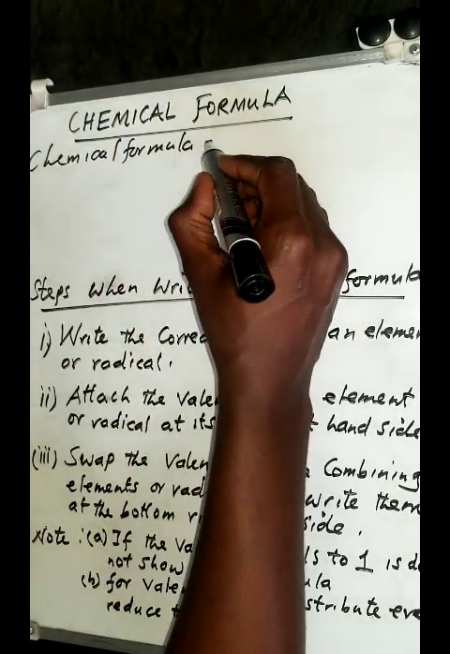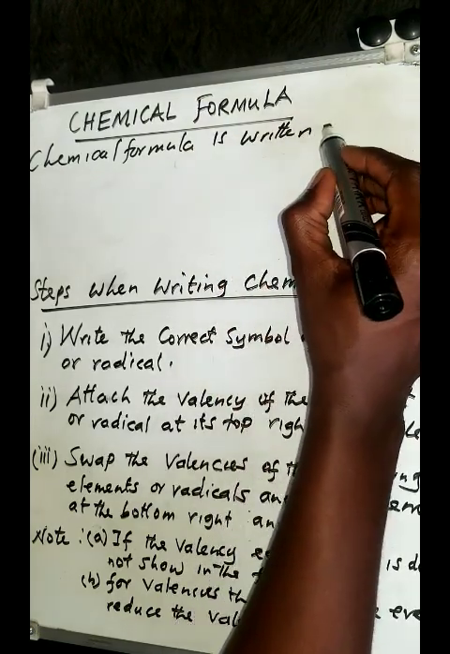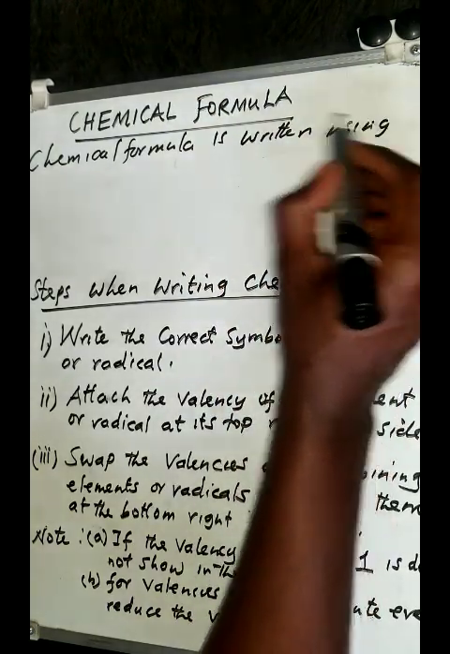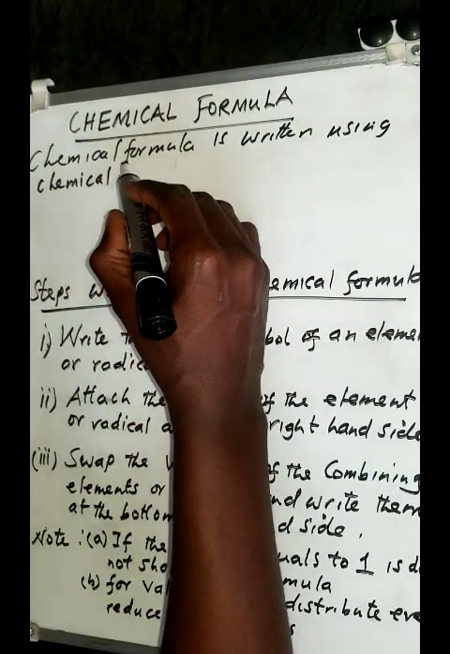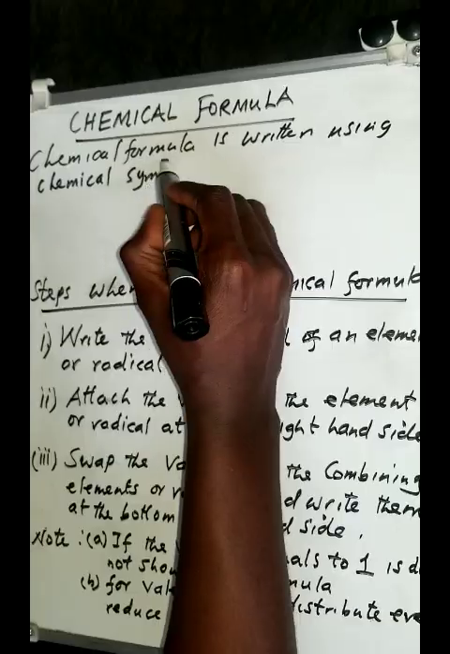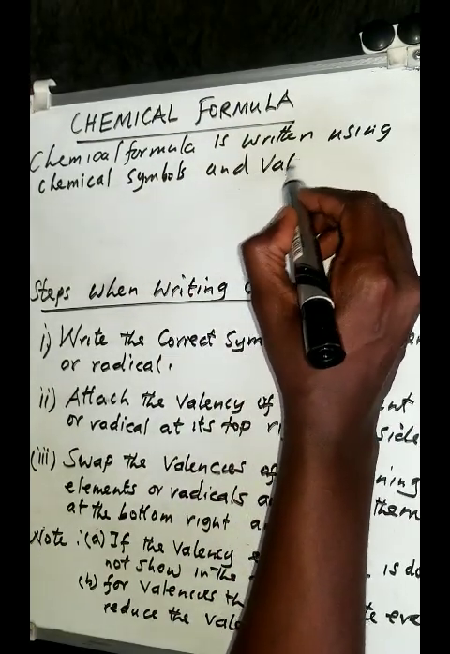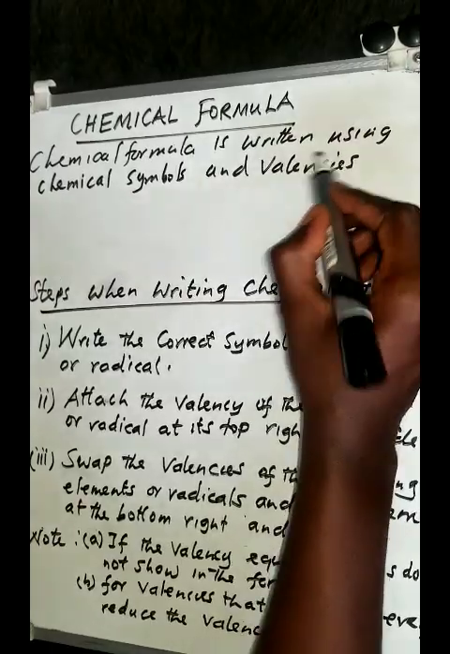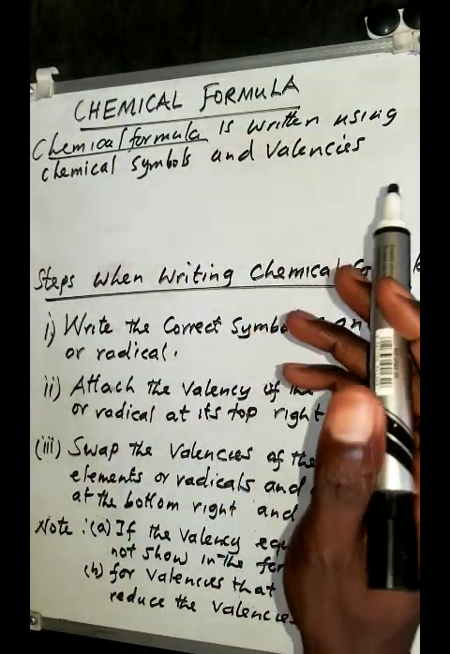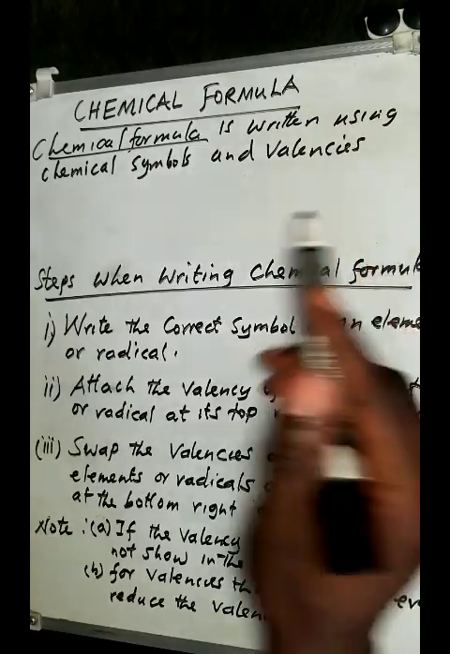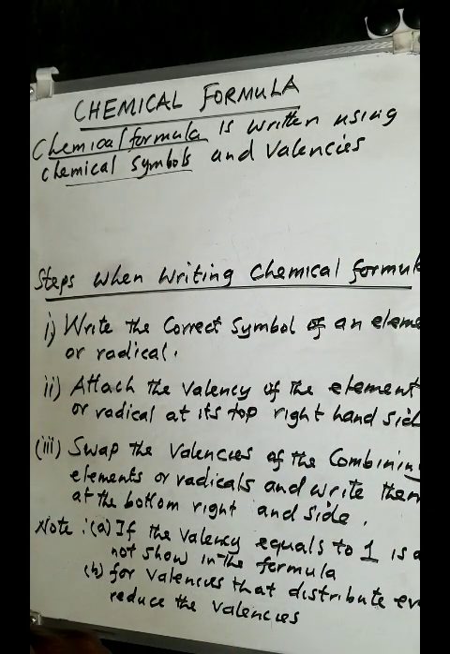a chemical formula is written using chemical symbols and valences. So that is what I can simply call a chemical formula. A chemical formula is simply written using chemical symbols and also valences, as you are going to see later on in our discussion.